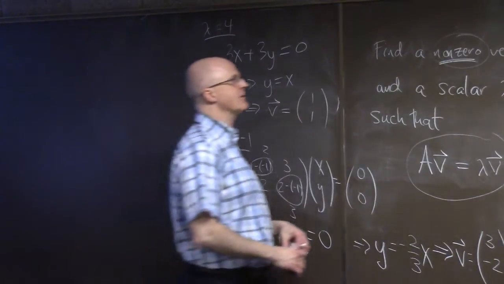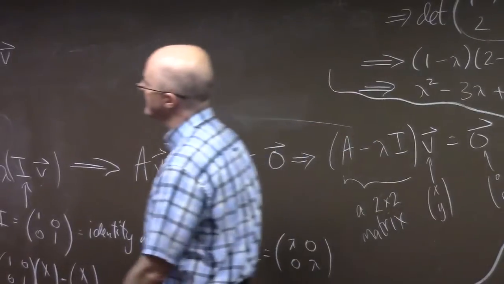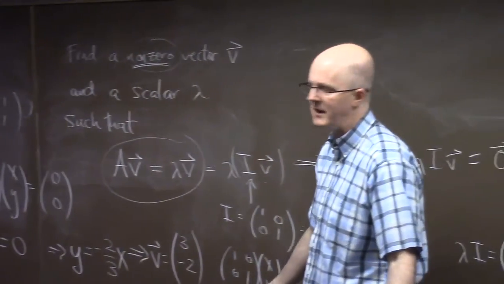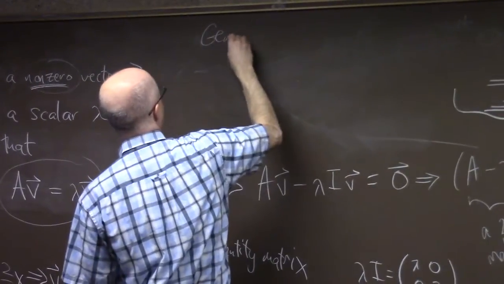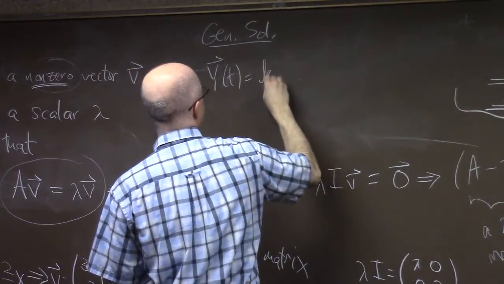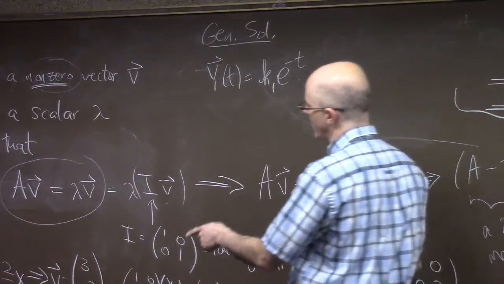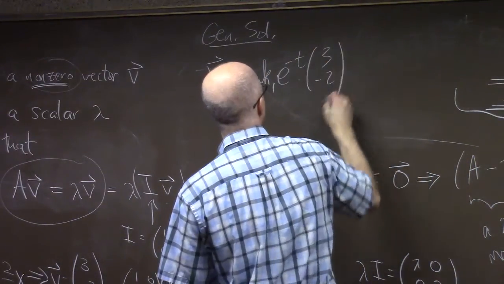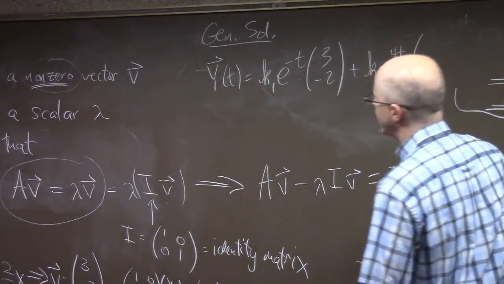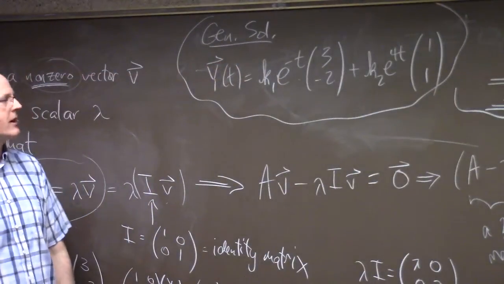The punchline now is that the general solution of the original system can be written as a general linear combination of e to the lambda t times the corresponding eigenvector. E has got to come in there somewhere, the number e. The general solution, y, which is a function of t, is k1 e to the negative t, corresponding to lambda equals negative 1, times the eigenvector corresponding to lambda equals negative 1, 3 negative 2, plus k2 e to the 4t. 4 is the other eigenvalue, and a corresponding eigenvector is 1, 1.